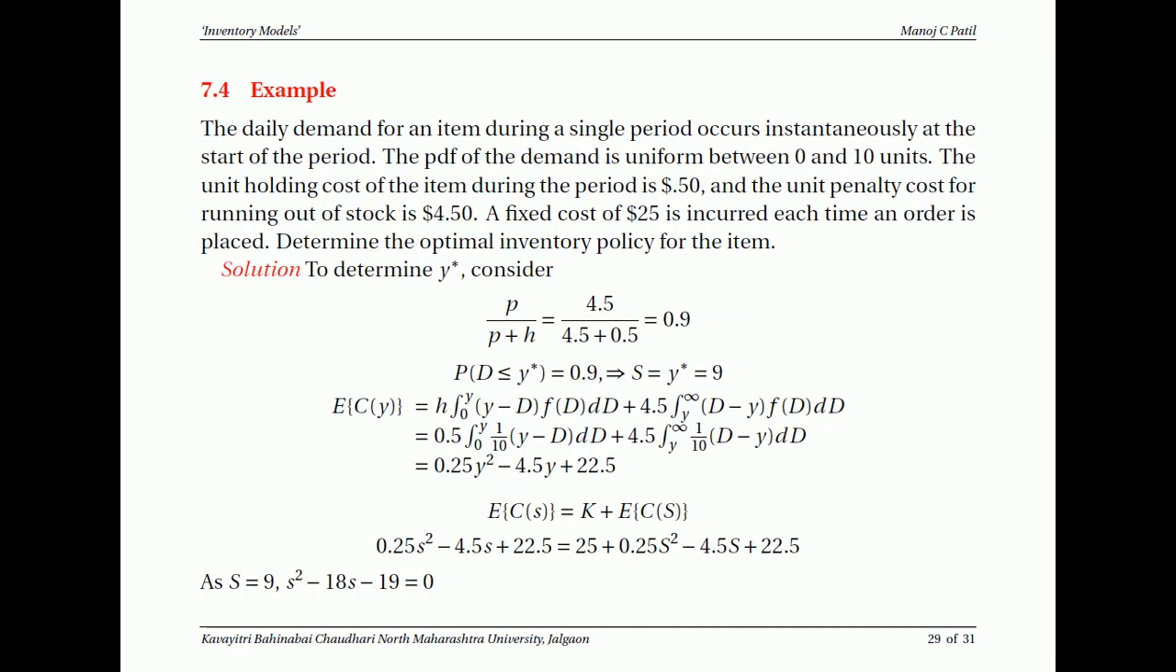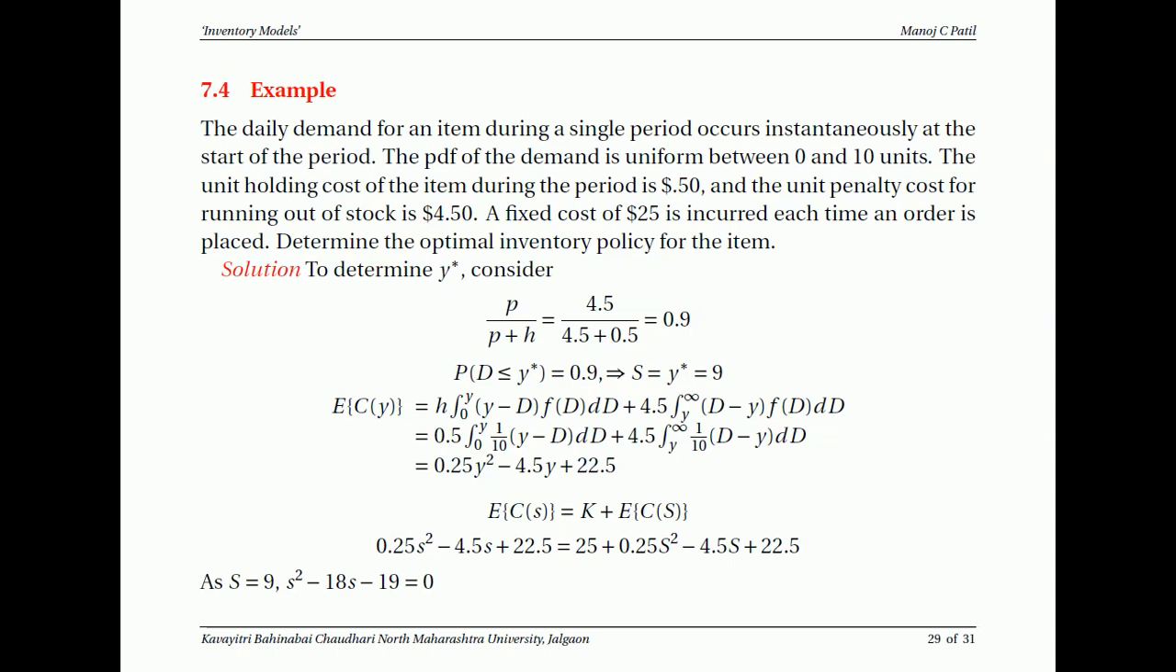Let's move on and take an example. The daily demand for an item during a single period occurs instantaneously at the start of the period. The PDF of the demand is uniform, so X is uniform from 0 to 10. The expected holding cost of the item during the period is $0.50. The unit penalty cost P is $4.50, H is 0.5, and the fixed cost K is equal to 25. Determine the optimal inventory policy for the item.